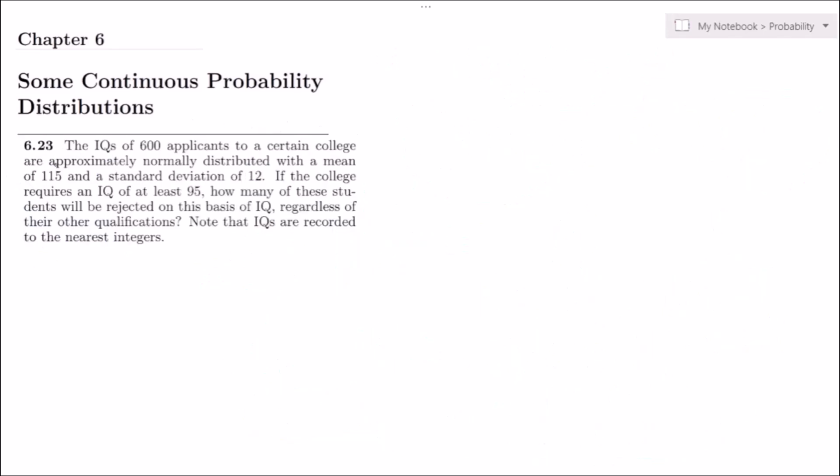This is question 6.23 of chapter 6, and the statement of this question is: the IQs of 600 applicants to a certain college are approximately normally distributed with a mean of 115 and a standard deviation of 12. Mean is given here. Let me write the given data: the number of students n equal to 600, mean mu is 115, and standard deviation sigma is 12.